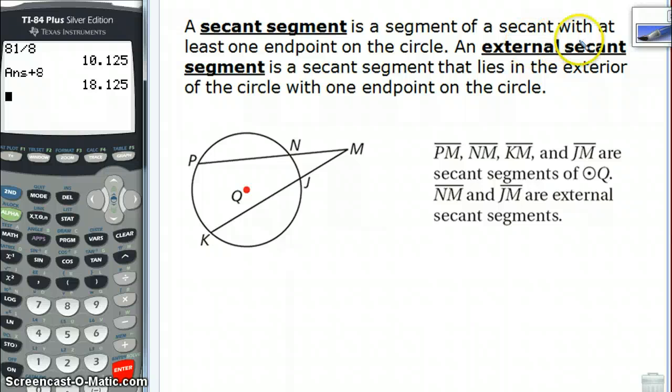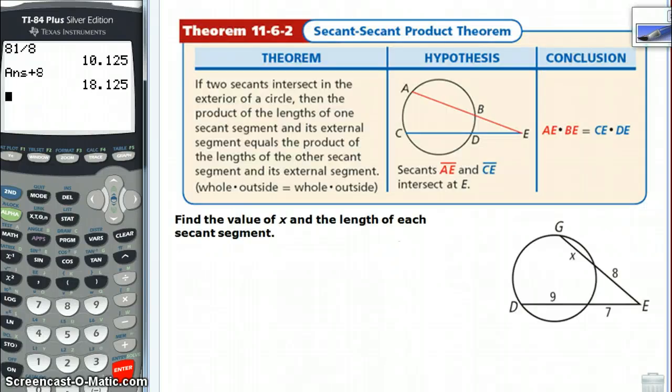An external secant segment is the part that's on the outside. So both of these here are external secant segments. So our theorem tells us that the entire length of the secant times the part on the outside is going to be equal to the entire length of this secant times the part on the outside.